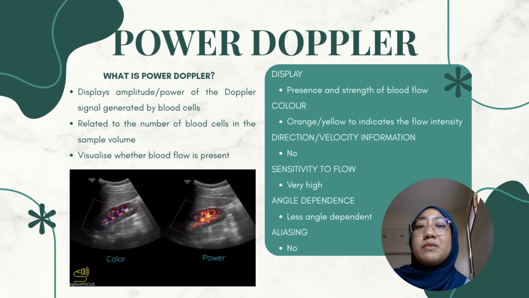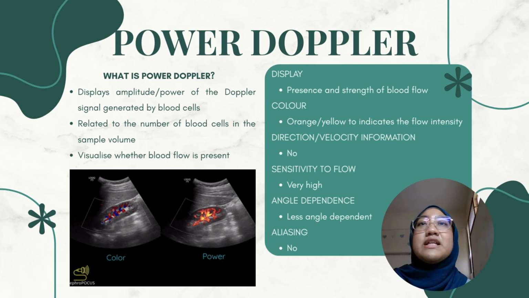Hi, my name is Shakirin and I will be explaining power Doppler. So what is power Doppler? It basically displays the amplitude or power of Doppler signals generated by blood cells. It is related to the number of blood cells in the sample volume. So it visualizes whether blood flow is present or not.